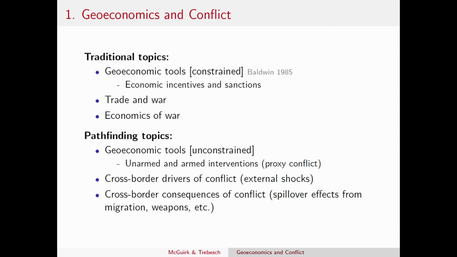What we're calling pathfinding topics are maybe the geoeconomic tools that are deployed by less constrained leaders. Okay, so that's what I mean by unconstrained. So moving from economic actions towards more aggressive ones. So unarmed interventions, which I'll talk about, and armed interventions, but in a proxy way, right? So funding conflict actors across borders.